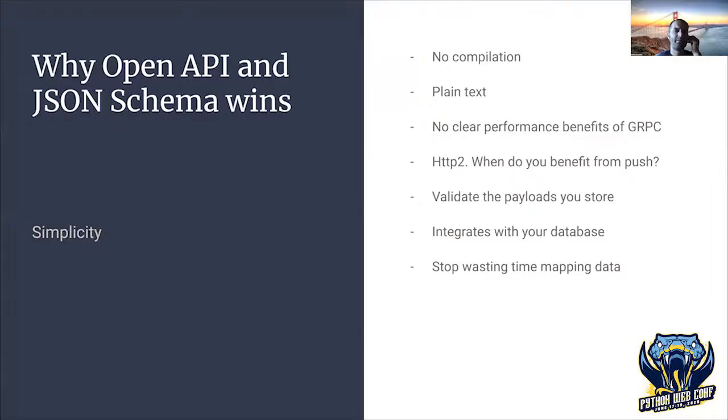And so back to OpenAPI and JSON schema. So why is it better? There's no compilation. You can do things dynamically potentially with JSON schema. It's plain text, so you can always understand what's going on. Their APIs very clearly. And I already talked about HTTP. I don't know if gRPC really leverages it any better than plain REST. And you can unify your REST APIs all the way down to your database layer, and you can stop wasting time mapping data. Yeah, I think simplicity basically is why OpenAPI and JSON schema are much better.